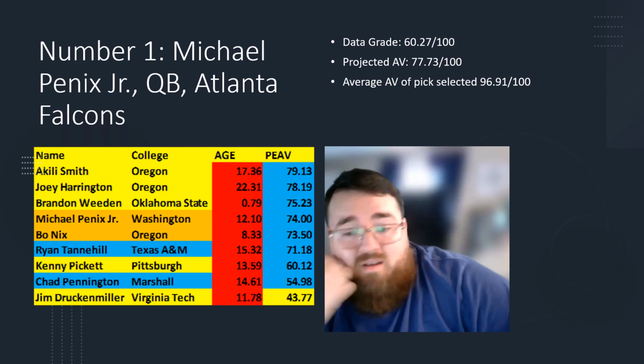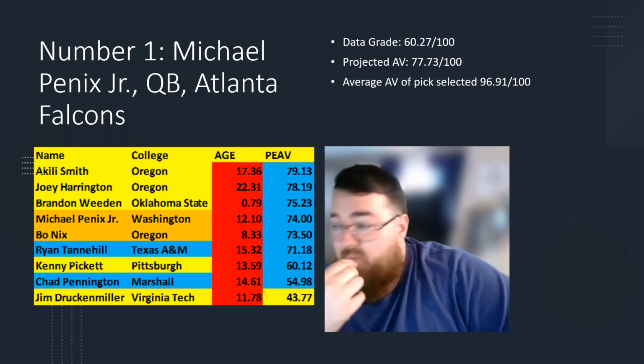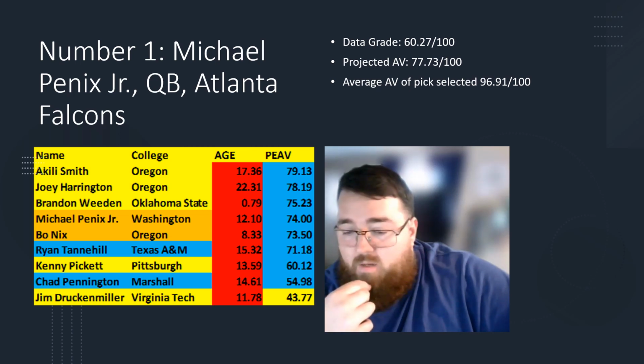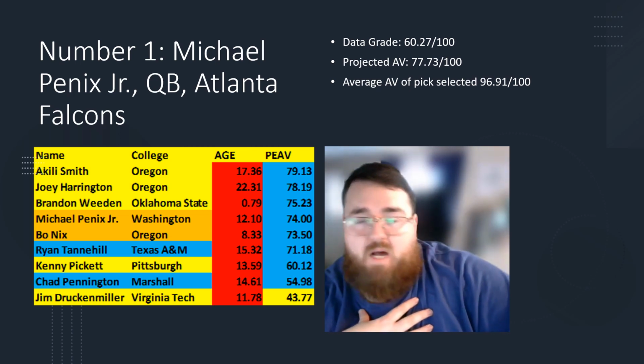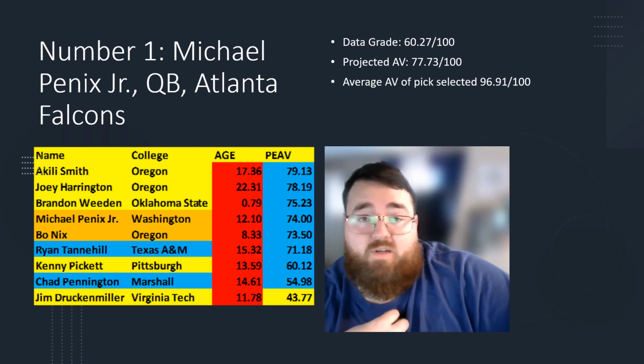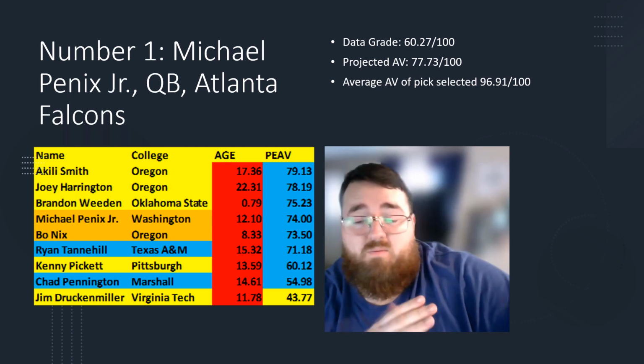Now, I'm not faulting the selection of a quarterback, because based on my data work, the Falcons did have a need at quarterback. One reason why: Kirk Cousins is 36 years old. Most quarterbacks who hit 36 start to decline in terms of their play.